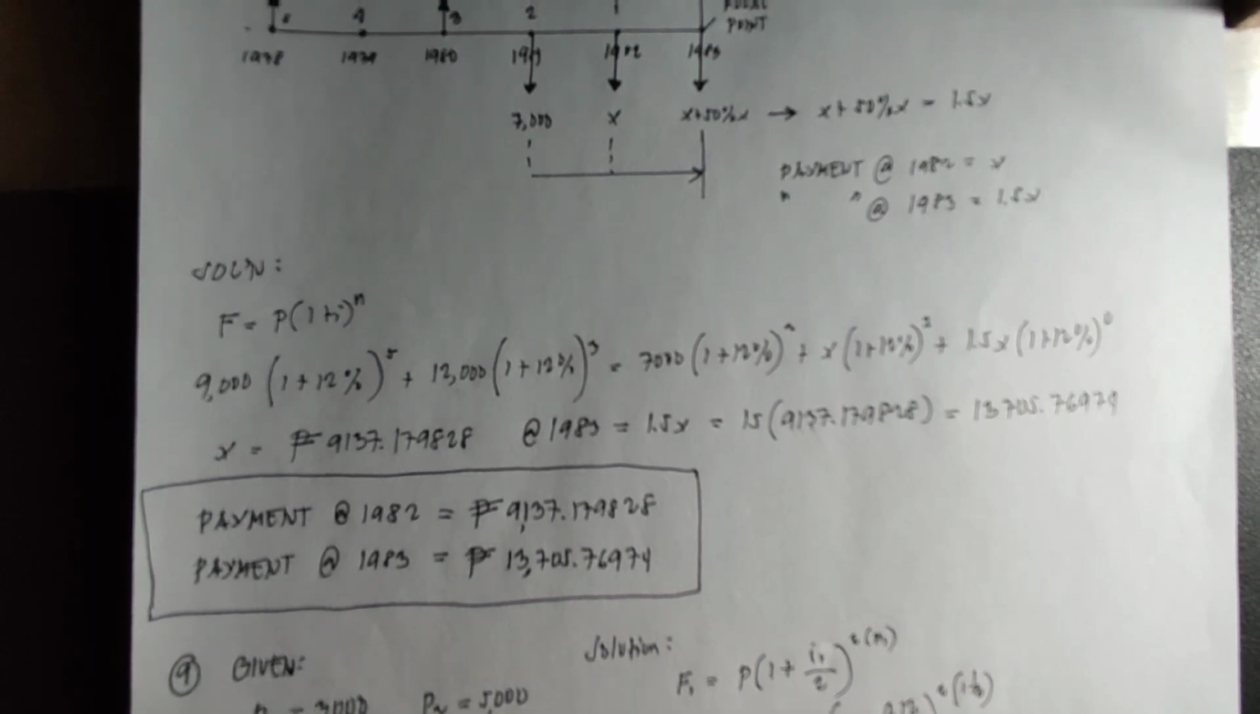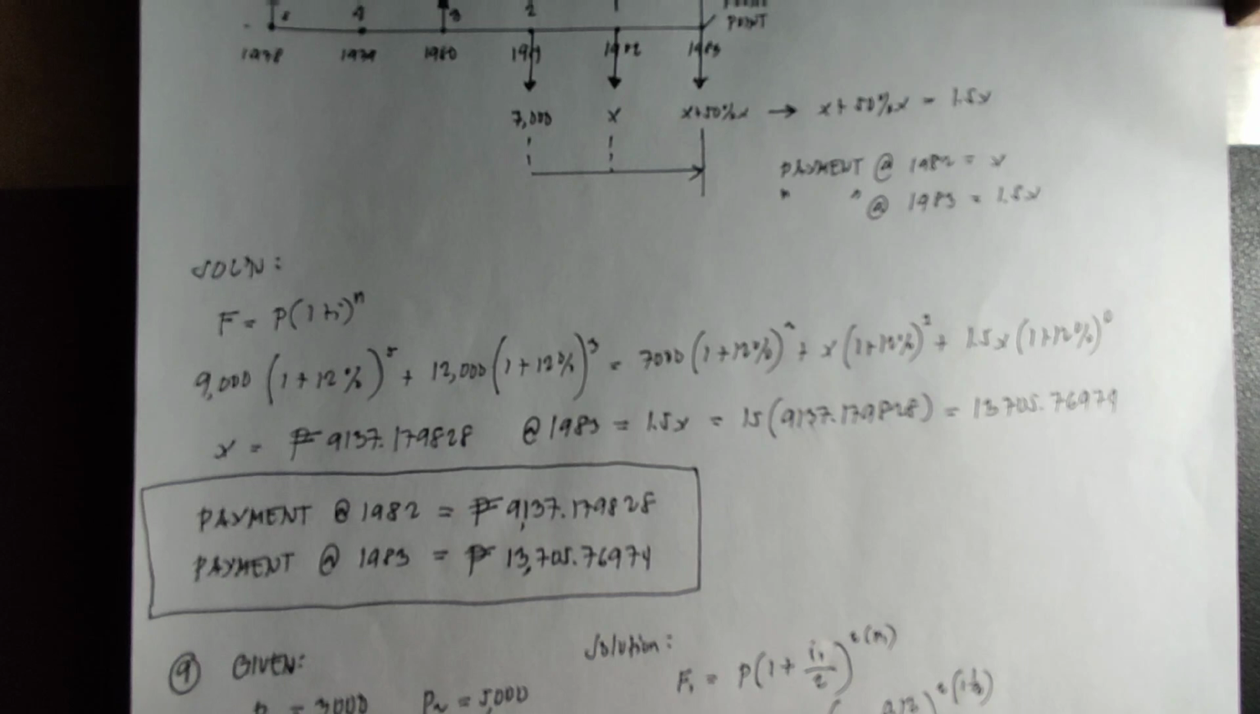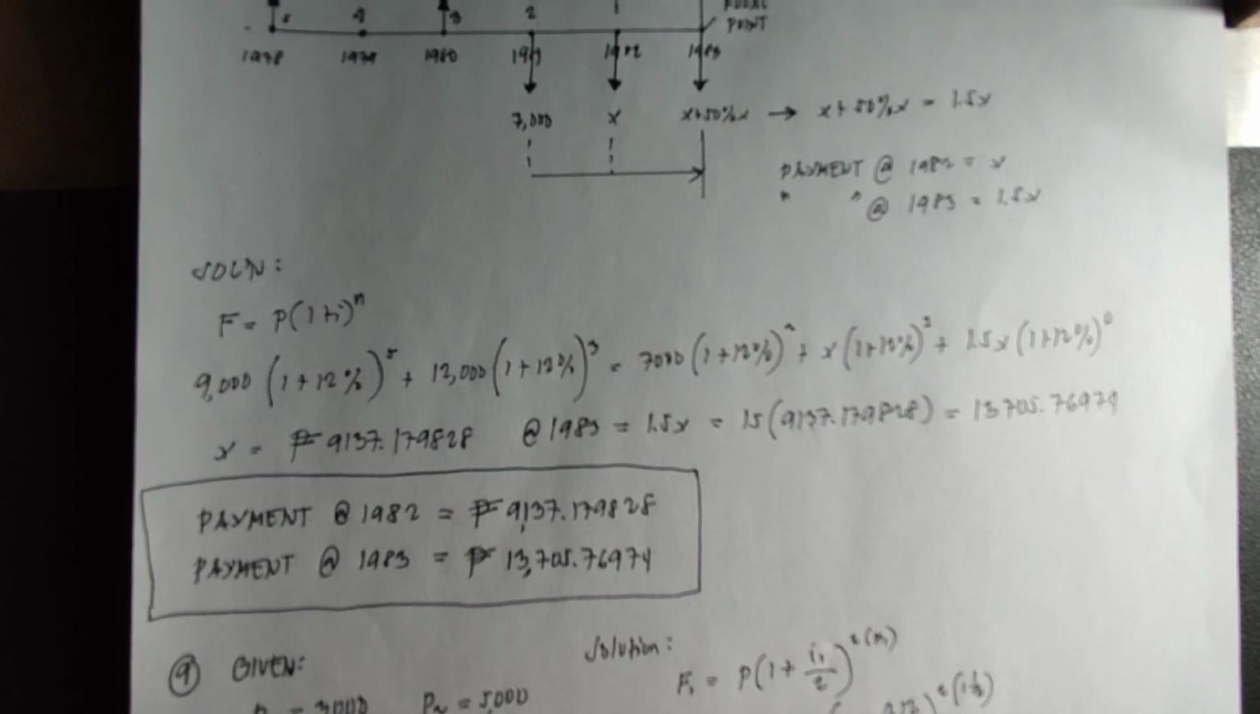At 1983, it is equal to 1.5x, which is 1.5 multiplied by 9,137.179828, equal to 13,705.76974. So we have the payment at 1982 is equal to 9,137.179828 pesos. Then the payment at 1983 is equal to 13,705.76974 pesos.